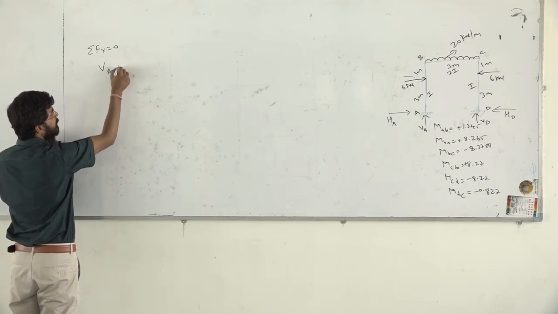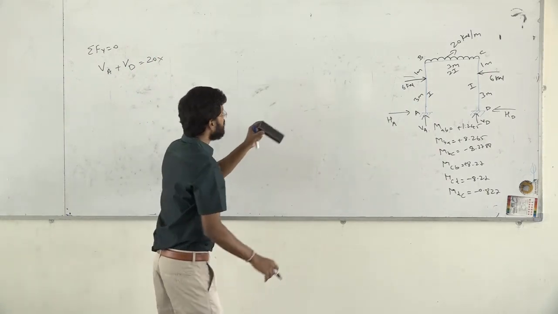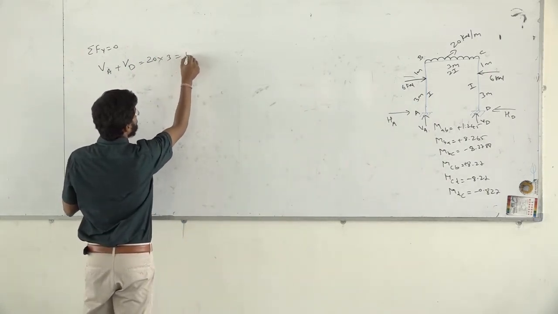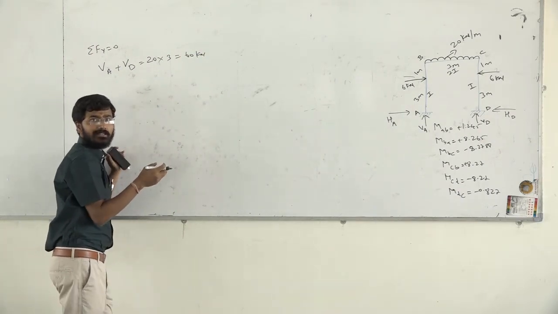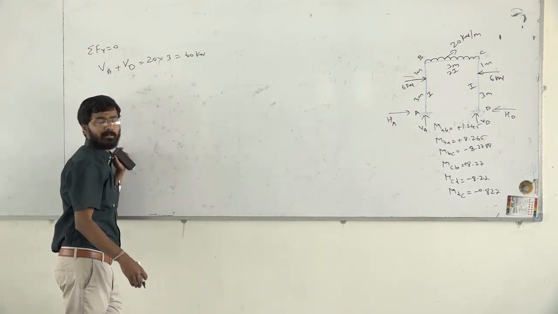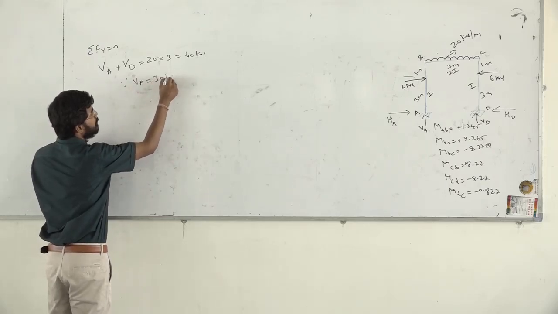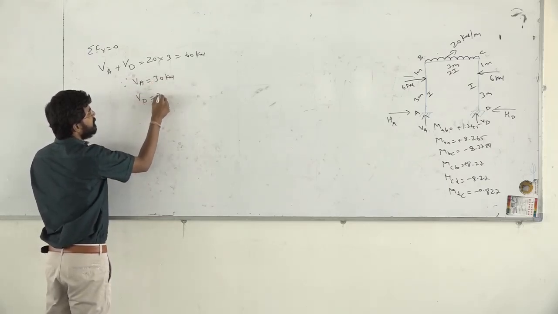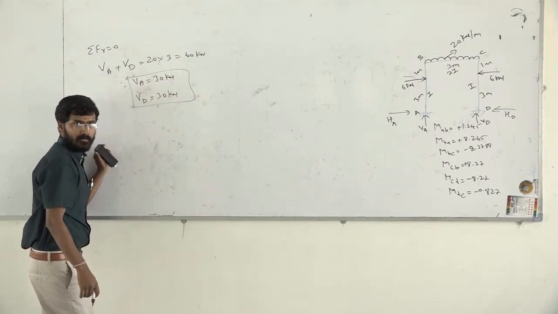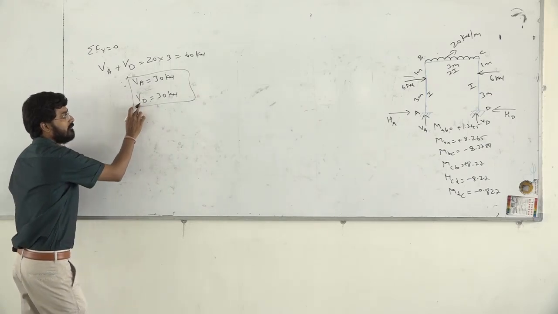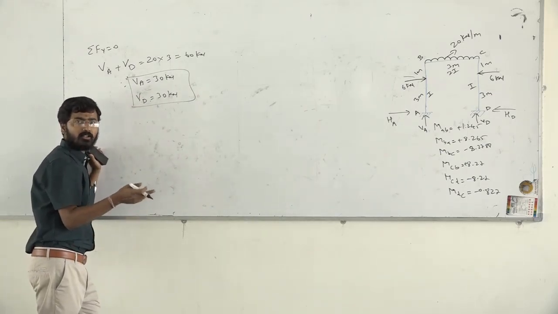We know that VA plus VD is equal to 20 into 3, so 60 kilonewton. As the UDL is for the complete span, I can tell that VA will take 30 kilonewton load and VD will take 30 kilonewton load. So this is our VA and VD. Now once we have found VA and VD, we have to find HA and HD.